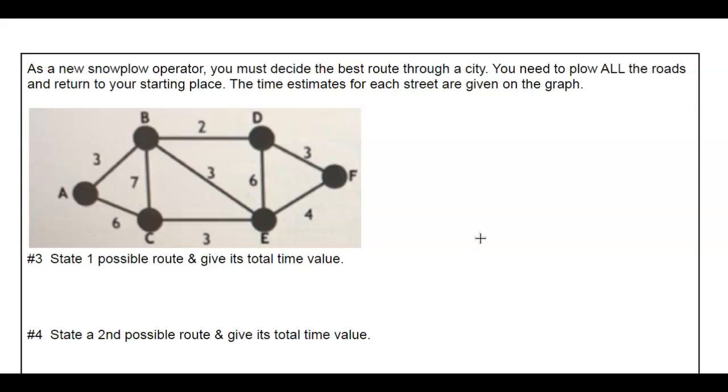So we need to plow all of the roads and we need to return to our starting place. The time estimates are given. State number 1 and give us total time values. So let's just say, I don't know, we'll start at B. I'm just picking one. And I need to plow all of them. So let's do B to A to C. And I'm doing my colors to make sure I get all my streets.